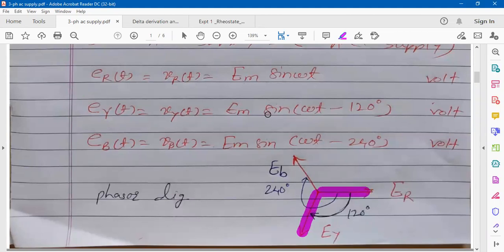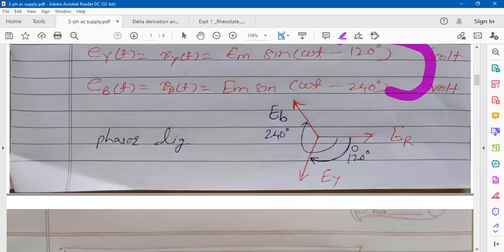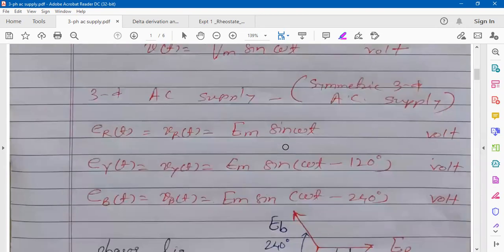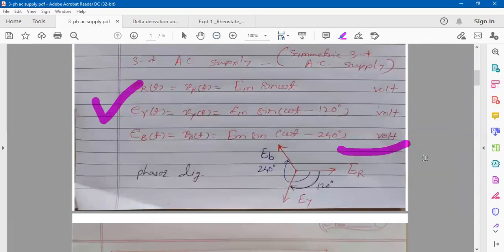Magnitude will be the same. If peak is the same there, RMS also will be the same, and you can see here the B phase voltage further lags the R phase voltage by 240 degree, isn't it? So Y lags R by 120 degree and B lags R by 240 degree. So is the phasor diagram representation clear? Symmetric 3-phase AC supply. So these are the equations, the mathematical form, and this one is the phasor diagram. Clear about the symmetric 3-phase AC supply?